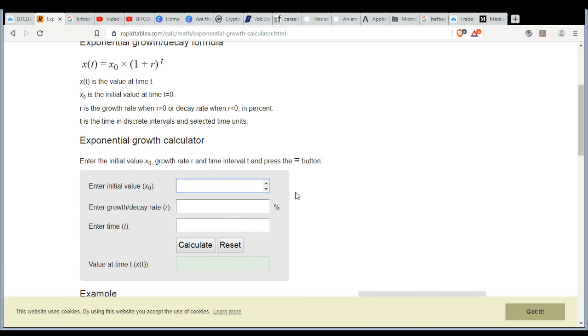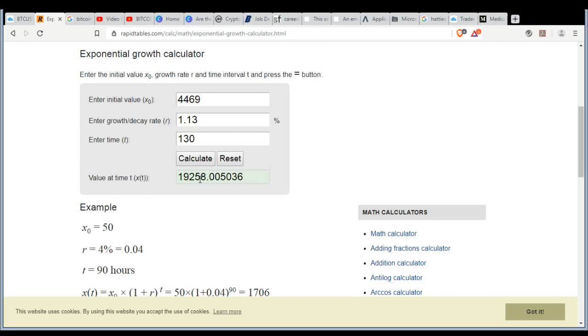So the current price of the Trololo trend line is at 4469. That's X0. Your growth rate is 1.13% per week. So how many weeks? 2.5 years is just about 130 weeks. So you type in your 130 weeks, and that will give you almost $20,000 BTC. So the Trololo trend line is going to be at $20,000 BTC just about, let's say, December, 2.5 years from now, 2019.